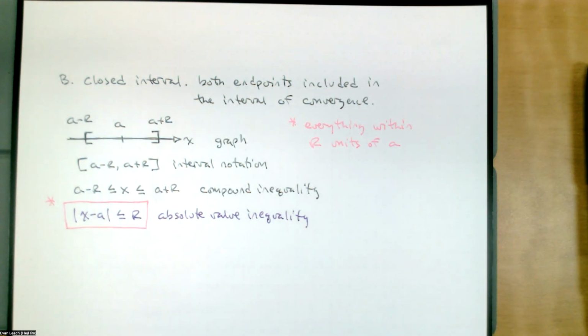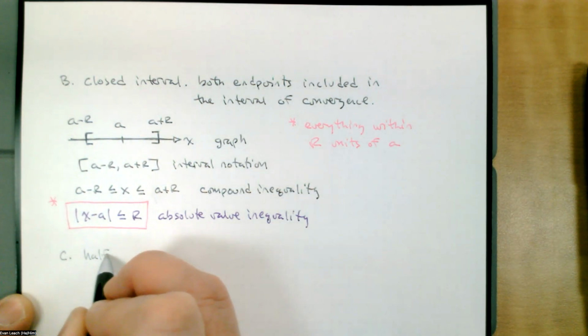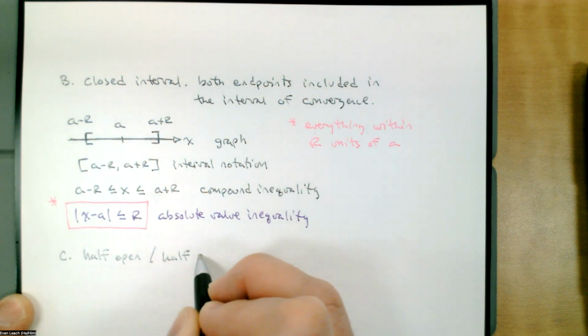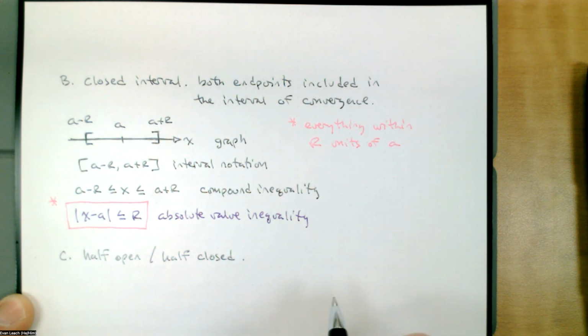So we could have an open interval. Neither endpoint is in the interval of convergence. Our series diverges at both endpoints. We can have a closed interval. Both endpoints are included in the interval of convergence. The power series converges at both endpoints. The other thing that can happen is that the interval is half open or half closed. One of the endpoints is included, the other is not.